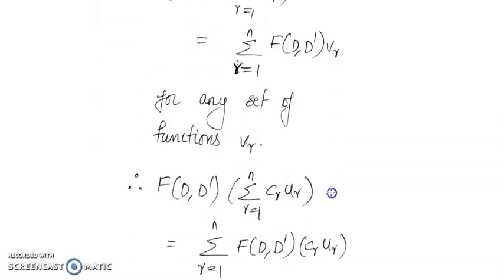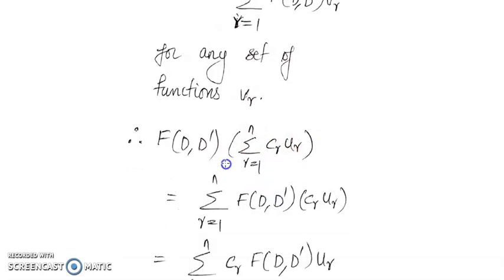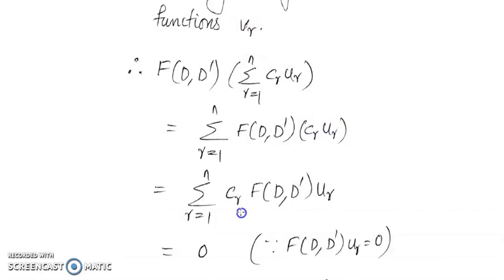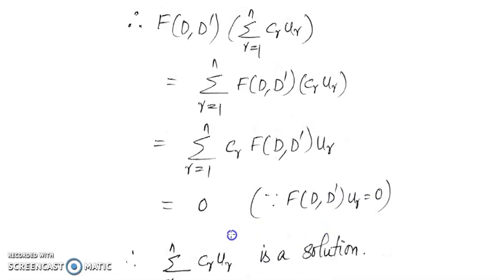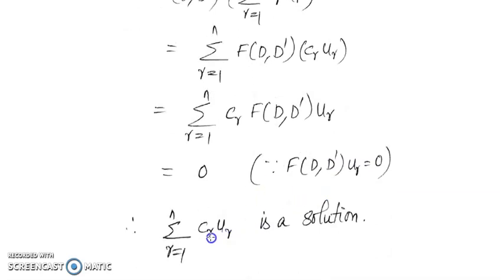Now combining these two properties, f of d dash of summation r equal to 1 to n cr ur, first use the summation property. That will be equal to summation r equal to 1 to n f of d dash cr ur. Now you can take cr outside, so that will be summation cr f of d dash ur. Now f of d dash ur is 0, because each ur is a solution. Therefore summation r equal to 1 to n cr ur is a solution of the given PDE.